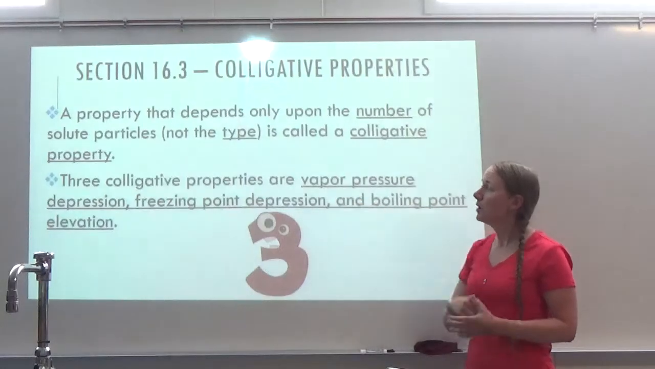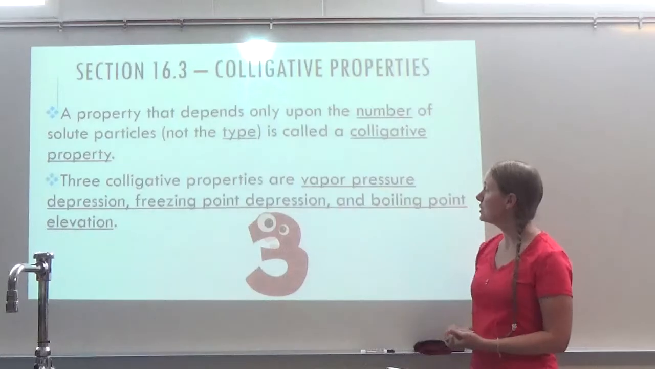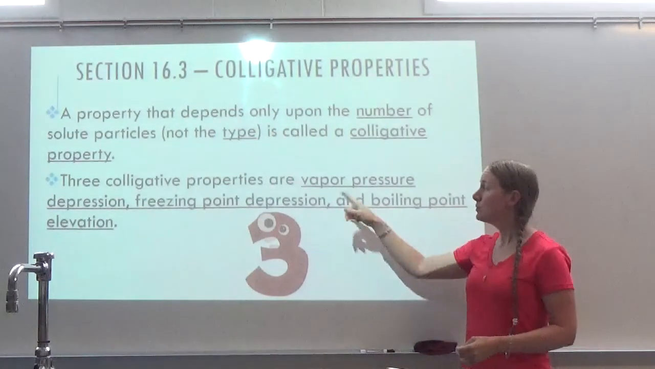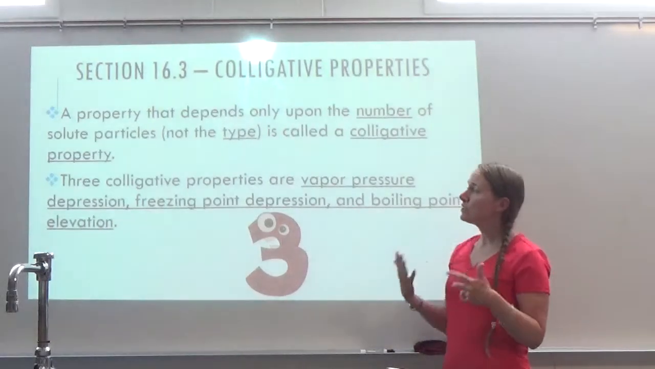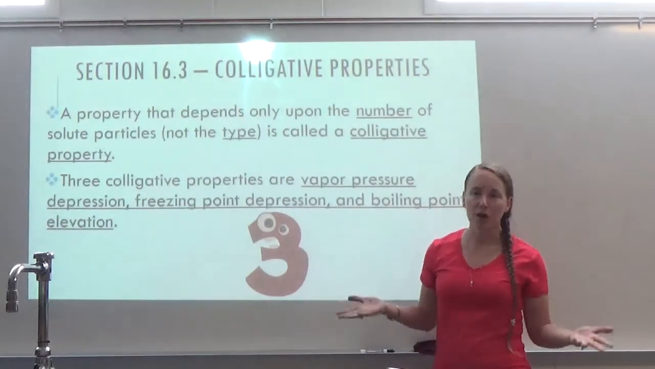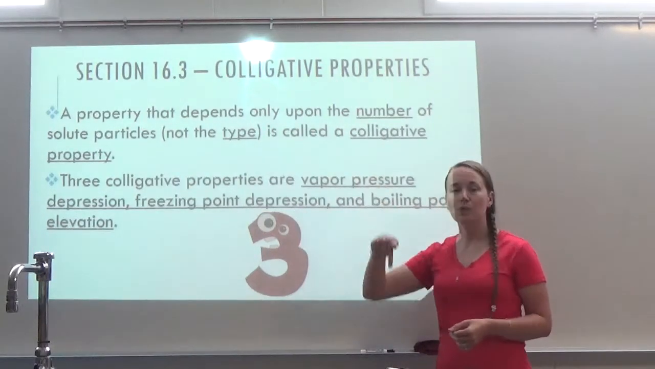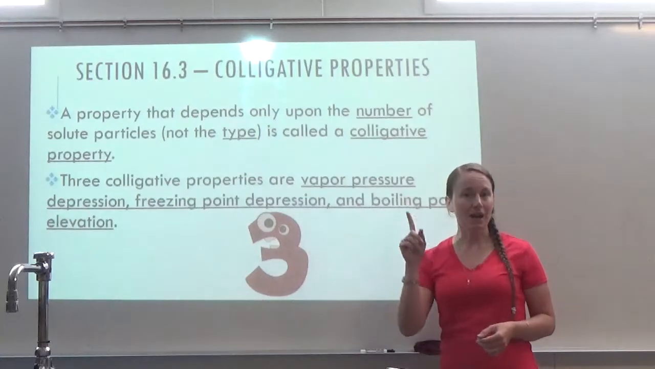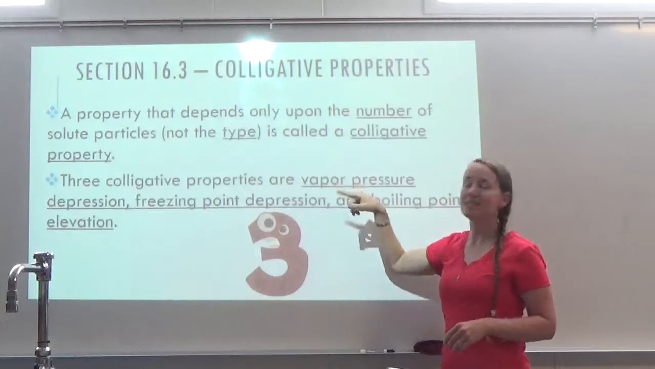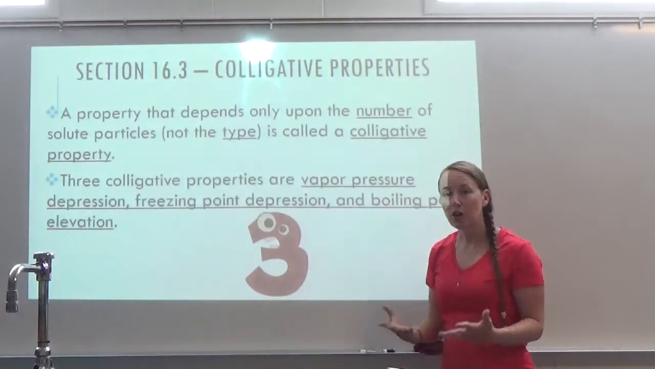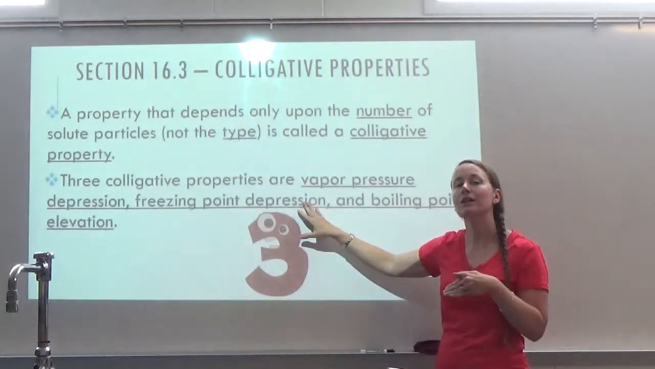So the three colligative properties that we're going to talk about are vapor pressure depression, freezing point depression, and boiling point elevation. Depression means they go down and elevation means it goes up. In other words, when you dissolve a solute in a solvent like water, the vapor pressure will get lower, the freezing point will get lower, and the boiling point will get higher. The more you add, the more these things happen. Like if I dissolve salt in water, it's going to lower the freezing point a little bit. If I add more salt, it's going to lower it a little bit more.